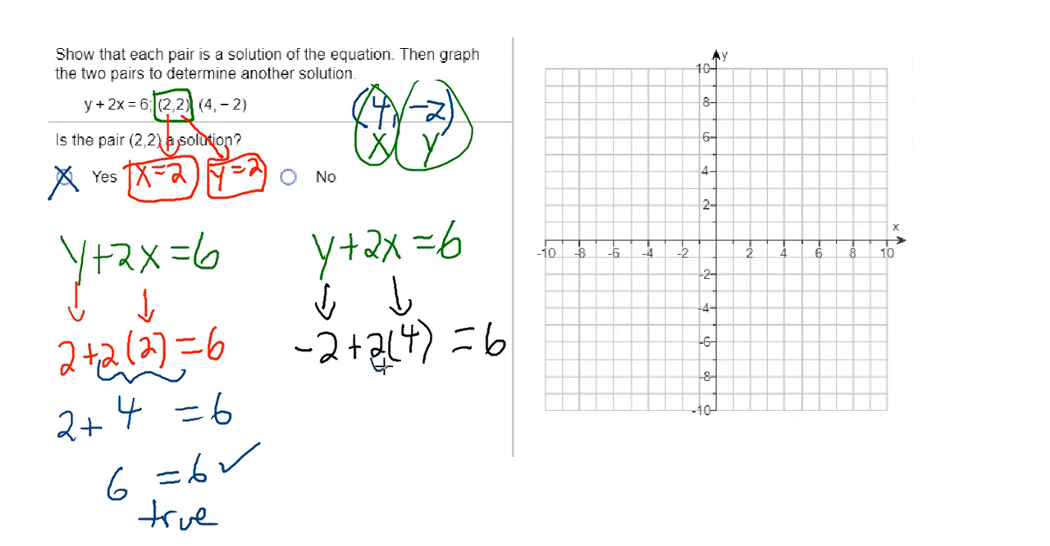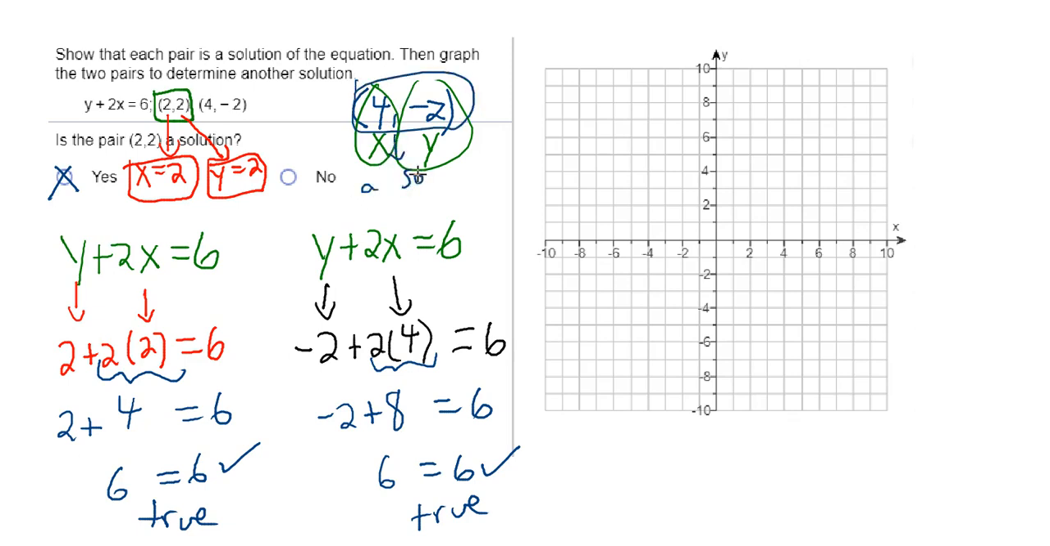So let's follow the order of operations again. We'll multiply. 2 times 4 is going to give me 8. I'll copy everything else down. Negative 2 plus 8 is indeed 6 again. And so we get a true statement, which again tells me that this ordered pair is a solution. All right, so 4 comma negative 2 is also a solution to the equation.